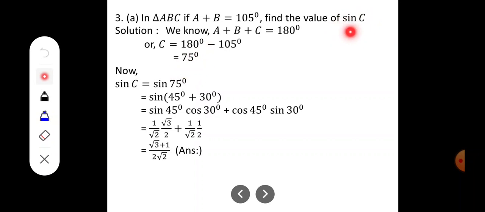Now from the expression sin C, we put the value of C, we get sin 75 degree. And 75 degree we can simplify: 75 degree equals 45 degree plus 30 degree, because we know sin 45 degree and sin 30 degree. Then we apply the sin A plus B formula: sin A cos B plus cos A sin B. Sin 45 degree is 1 divided by root 2, cos 30 degree is root 3 divided by 2, cos 45 degree is 1 divided by root 2, sin 30 degree equals half.